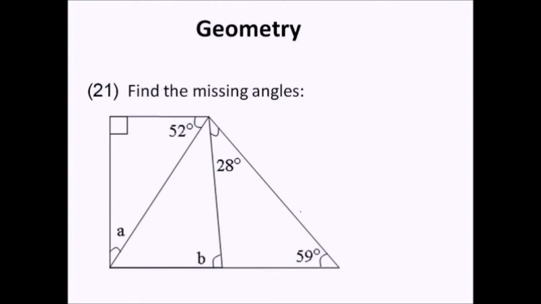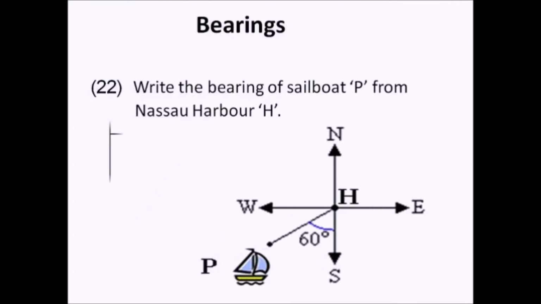Find the missing angles. And you have 2 missing angles, A and B. You can find A first, simple calculation. And then for B, you need to find an angle and then find B. Go ahead, do it. Work it. Get it done. This is geometry. You have to know how to tackle these, and we go on to bearings.